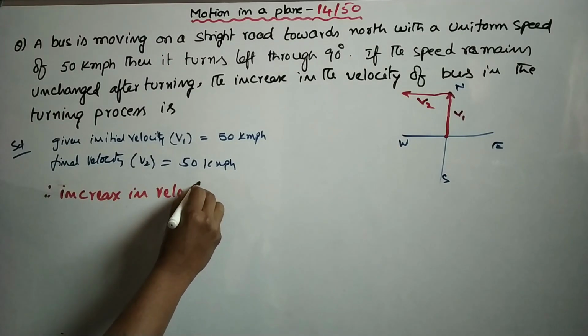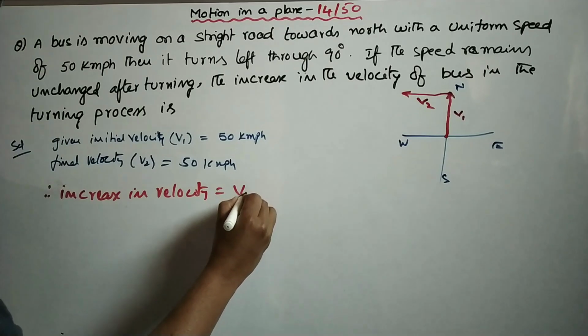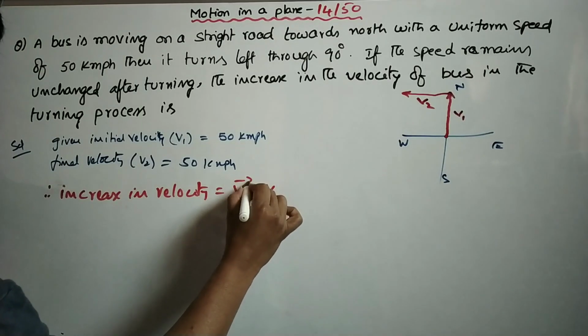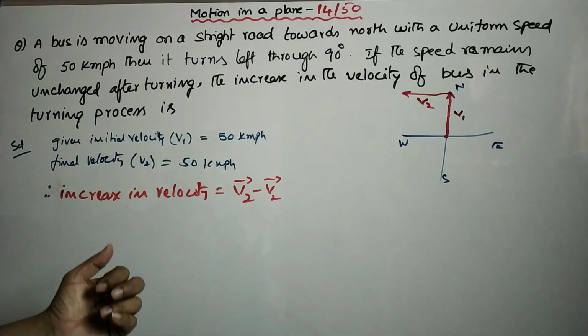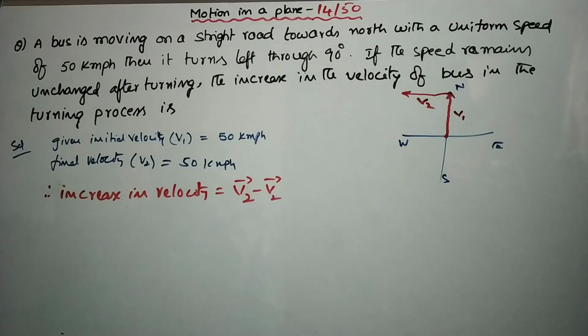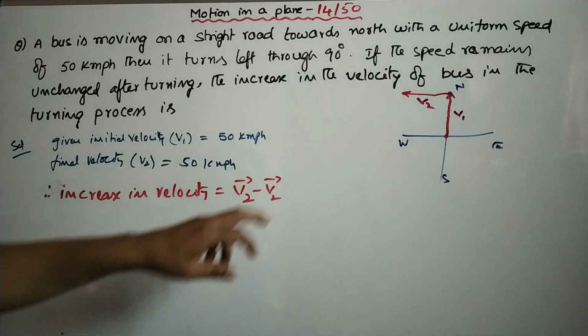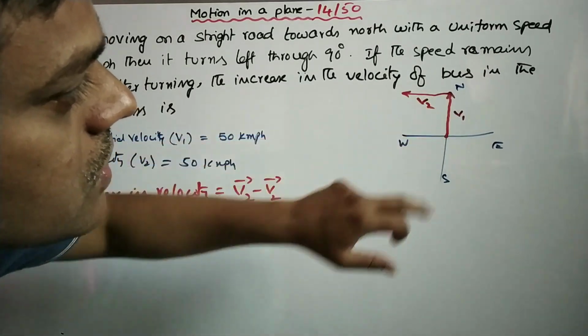Increase in velocity, what can you say? Final velocity minus initial velocity. So there are two different velocities, and you need the vector difference between those two. Why? Because velocity is a vector quantity, so you want to calculate the resultant of these two vectors.